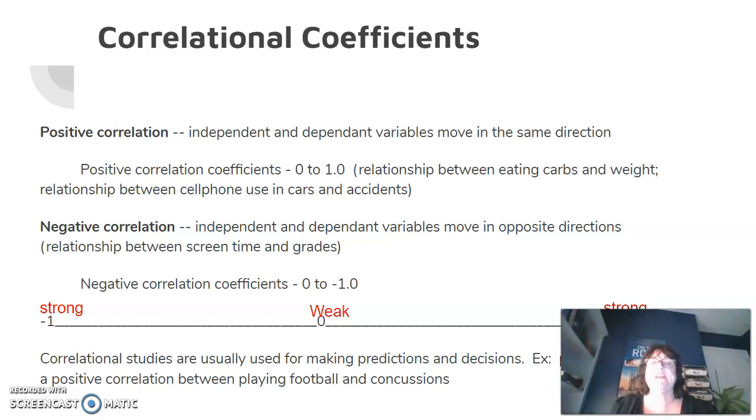A negative correlation is when the variables move in opposite directions. So we have here screen time versus grades. The more your screen time goes up, the more your grades go down, okay? And so that is a negative correlation. When your hands move in opposite directions, that's a negative correlation. When you see an R value of 0 to -1, that just indicates it's a negative correlation. It doesn't mean bad or good. It just means there's a correlation and it's negative, okay?